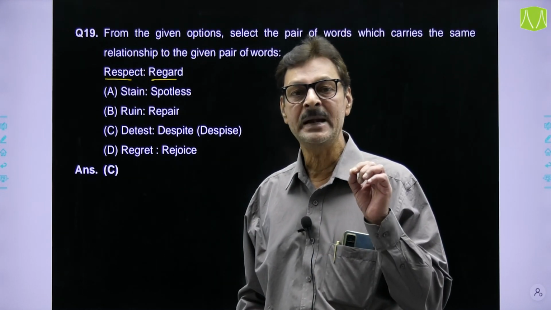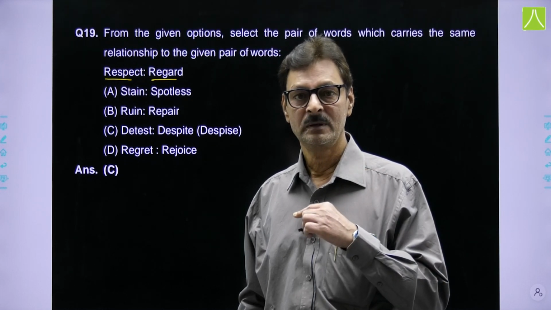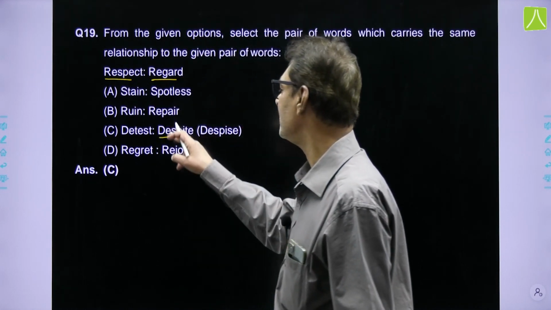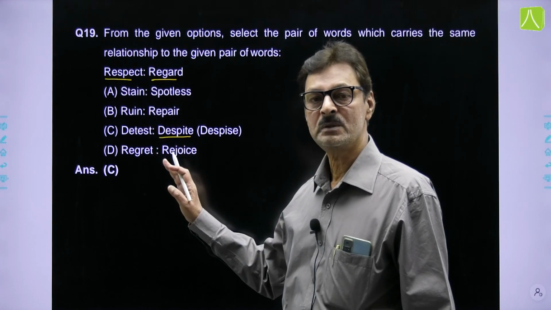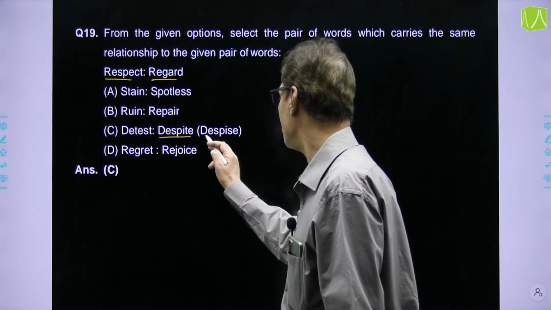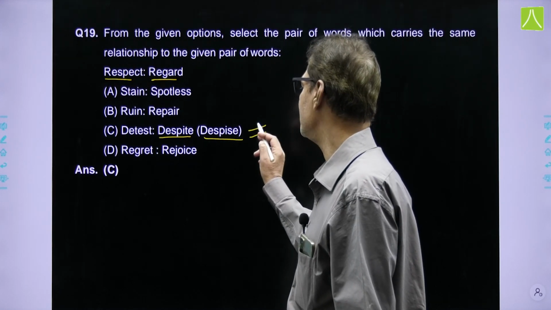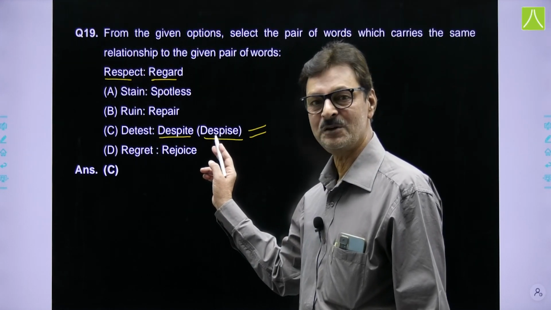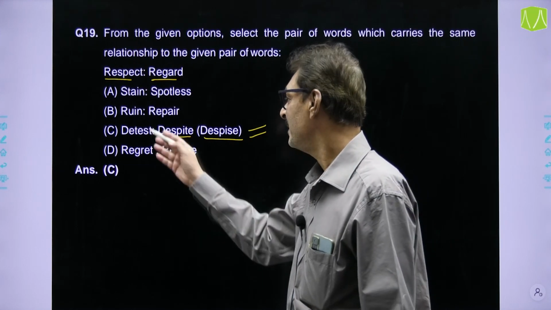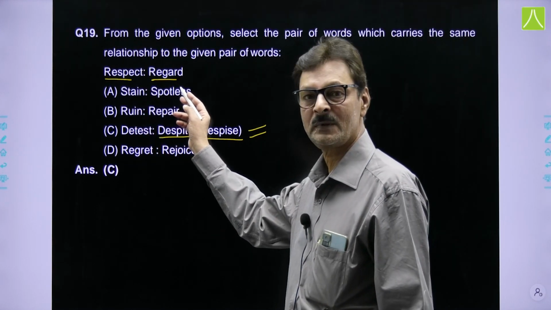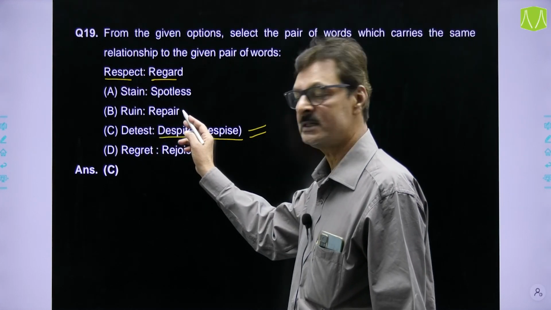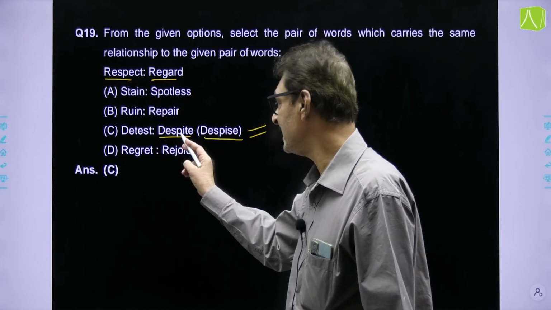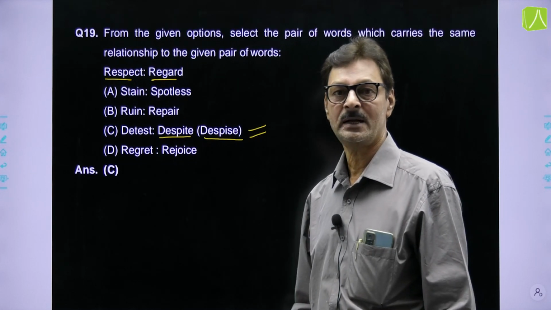Friends, there was a printing mistake in this paper. In the actual paper, the word was typed as despite. And if you take it as despite, no answer is possible. So, there was a printing error over there. The word should have been despise in that paper. And as per this, the correct answer becomes detest is to despise. Despise is also hate. Detest is to hate. Stain, spotless, opposites. Ruin, repair, opposites. Regret, rejoice, opposites. So, no option was possible. So, if you read this word as despise, then that comes out to be the correct answer.